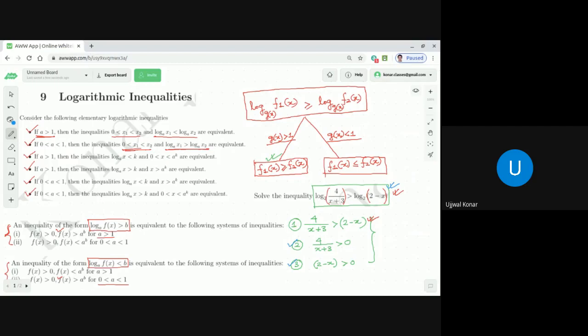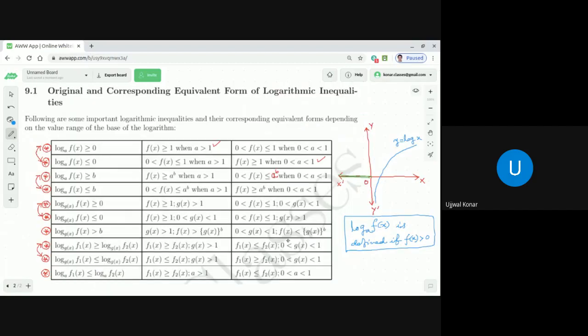Suppose for some reason you say, no sir, 4 by (x plus 3) is less than 0, and you need to find the solution. The simple answer is that it is not possible. With this range, you are defining x such that the log is not defined at all. The function is not defined at all. Forget about finding the solution. If the function is not defined, how can I find the solution? So these are the fundamentals that you should always remember.